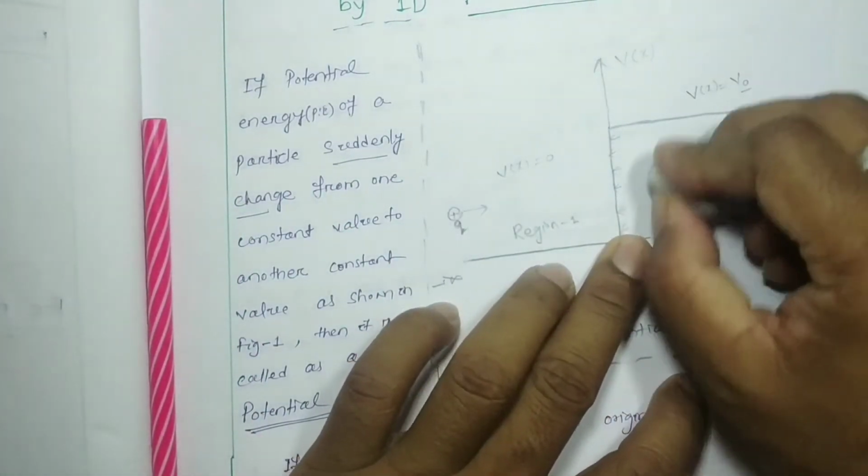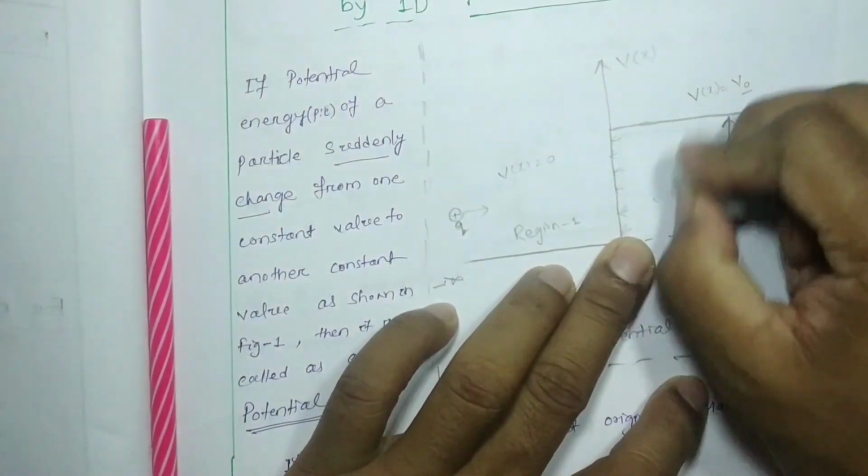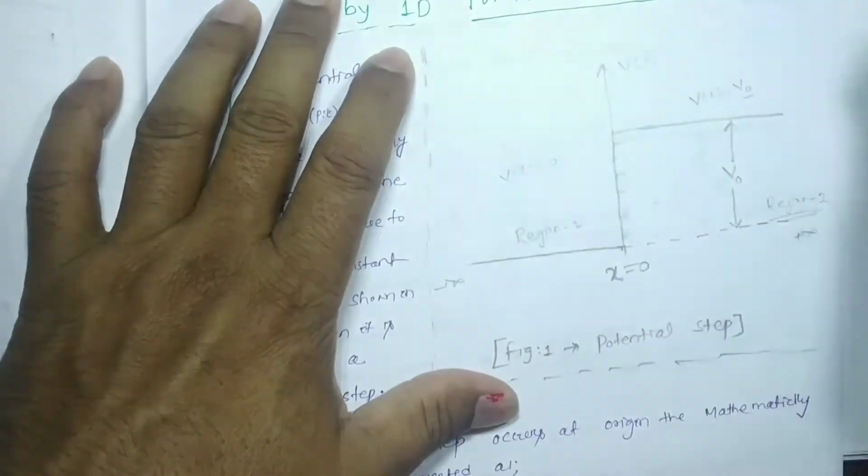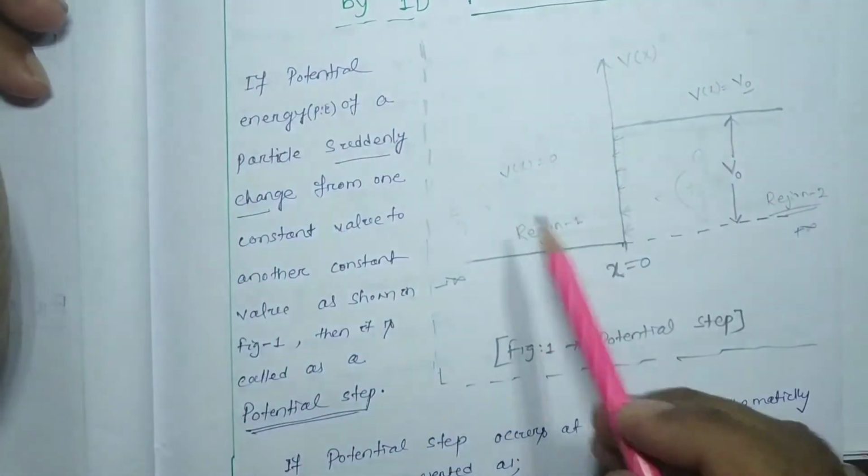No need to draw this figure. Only for your understanding purposes I drew it here. So no need to draw these charge things. Only you have to write region 1 and region 2.